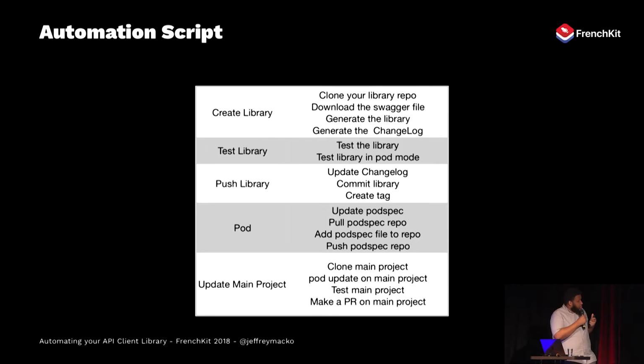So, the automation script. This is everything we had to do before, really well detailed, and there are a lot of steps. But today we will only focus on one step, how to generate the library. And for that, we use a tool called SwagGen.